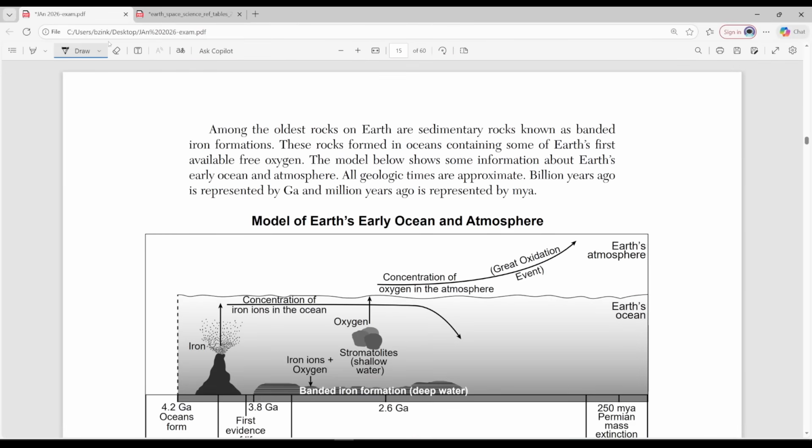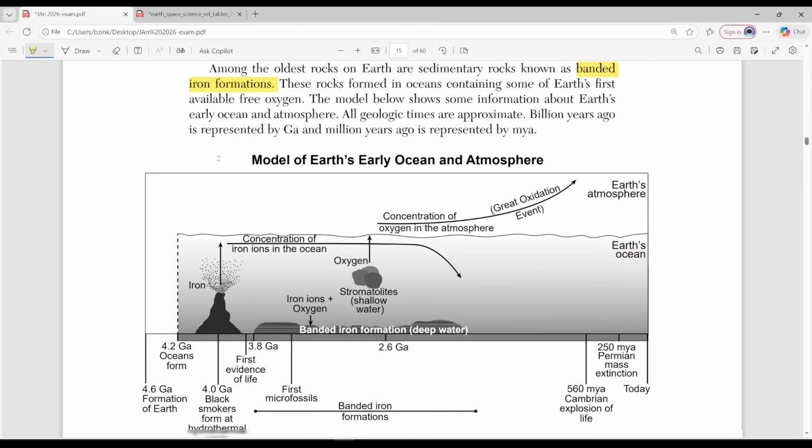All right, among the oldest rocks on Earth are sedimentary rocks known as banded iron formations. These rocks formed in oceans containing some of the Earth's first available free oxygen. The model below shows some information about the Earth's early atmosphere and the oxygen. All geologic times are approximate. Billion years is there, and so on. Okay.